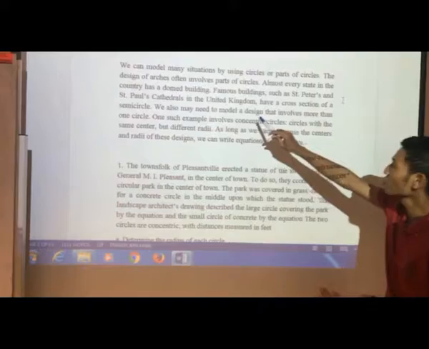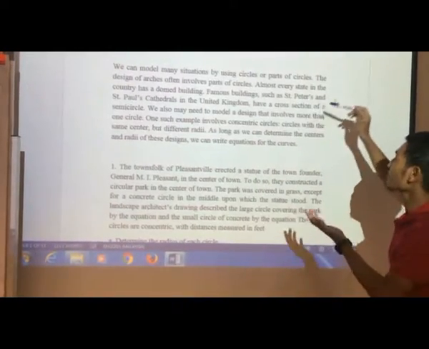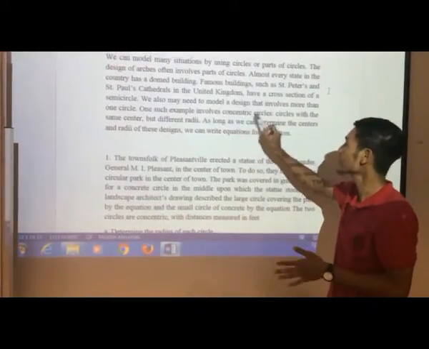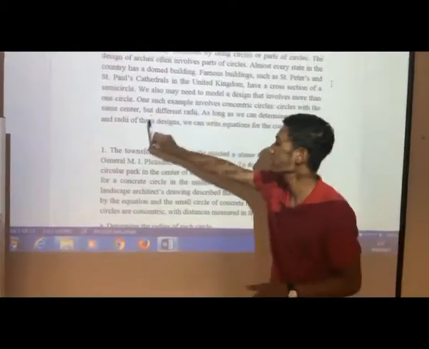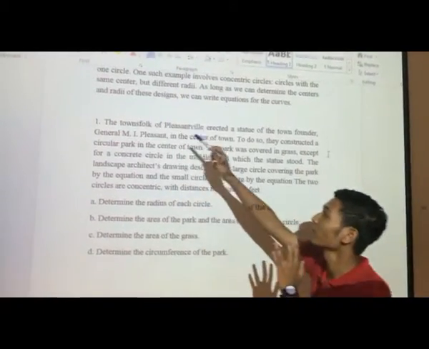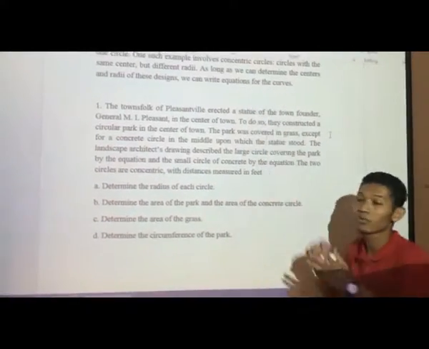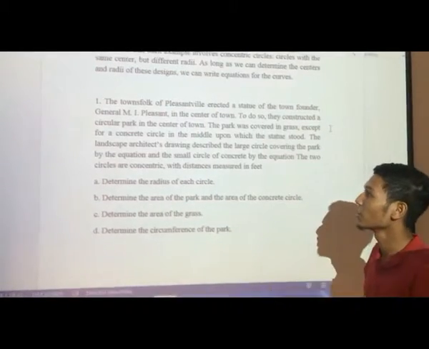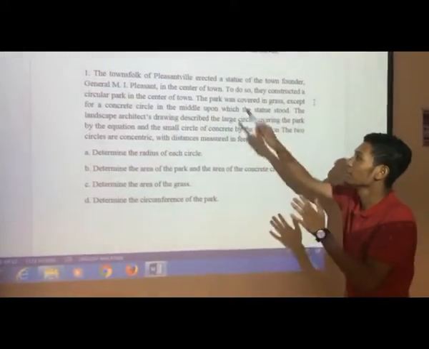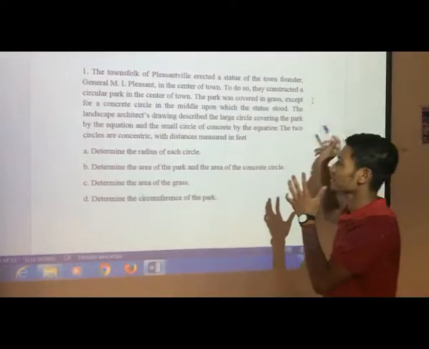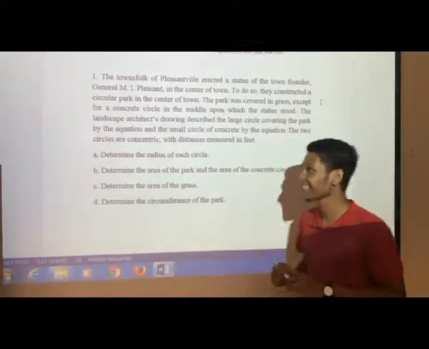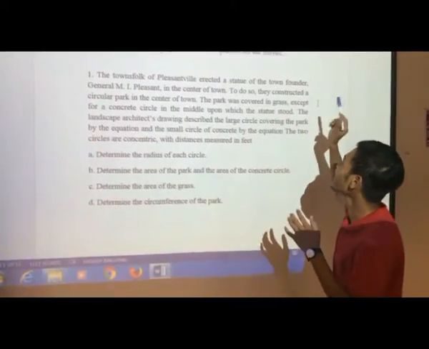From the circle, we may also need to model a design that involves more than one circle, for example concentric circles, with the same center but different radius. As long as we can determine the center and the radius of the design, we can write the equation for the curve of the circle. To do so, they construct a circular park in the center of town. The park was covered in grass except for a concrete circle in the middle.